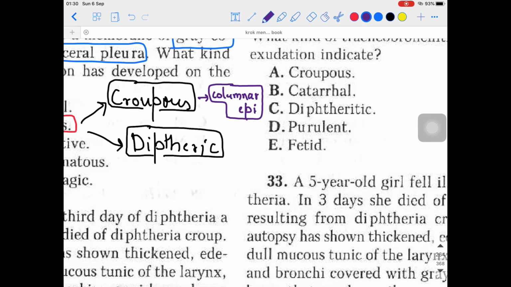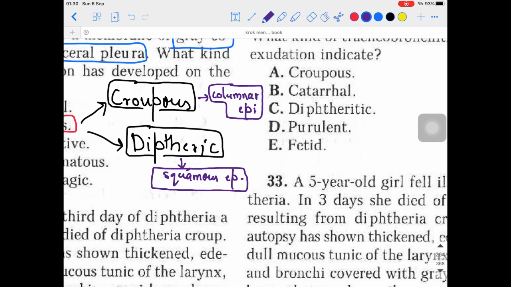About the diphtheric one, it involves the squamous epithelium. Which squamous epithelium can be there? For example, lungs are having the squamous epithelium, isn't it? Your oral cavity has the stratified squamous epithelium. That's why diphtheria can be seen in the oral cavity and the respiratory system, isn't it? So you need to know this.